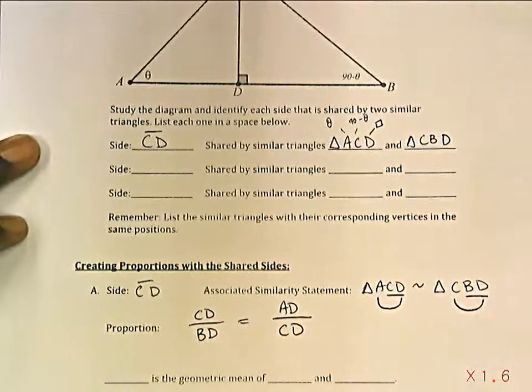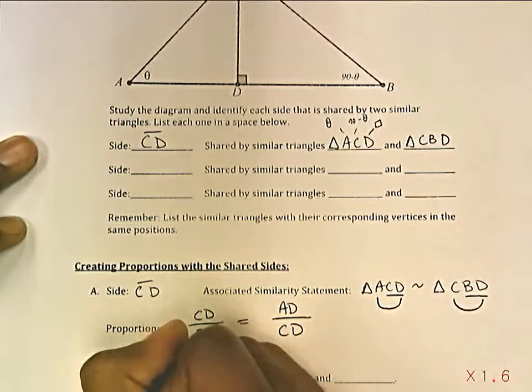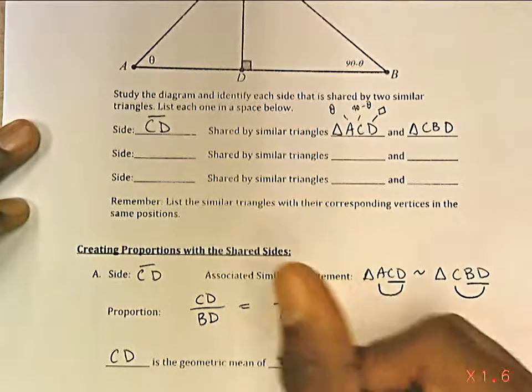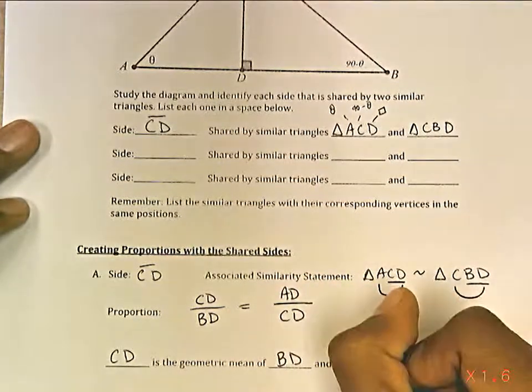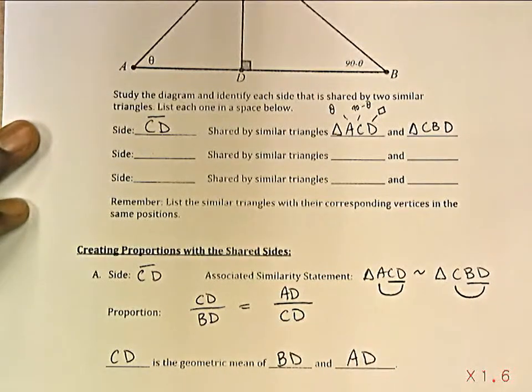By doing that type of bookkeeping, now we have our proportion. As we planned, CD appears twice in the proportion. So we can see from this structure that CD is the geometric mean of BD and AD. Again, those are some of the bookkeeping organization strategies that I share with students, so that making these proportions and identifying the geometric means is a little bit easier.